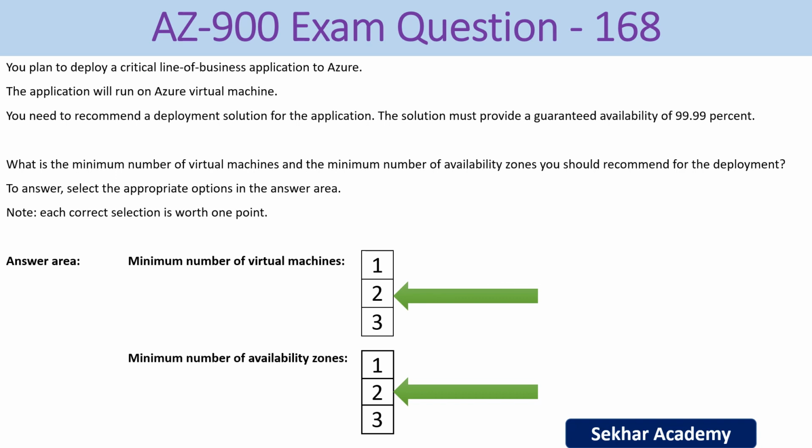Since the solution must provide a guaranteed availability of 99.99%, definitely we need two virtual machines and two availability zones.